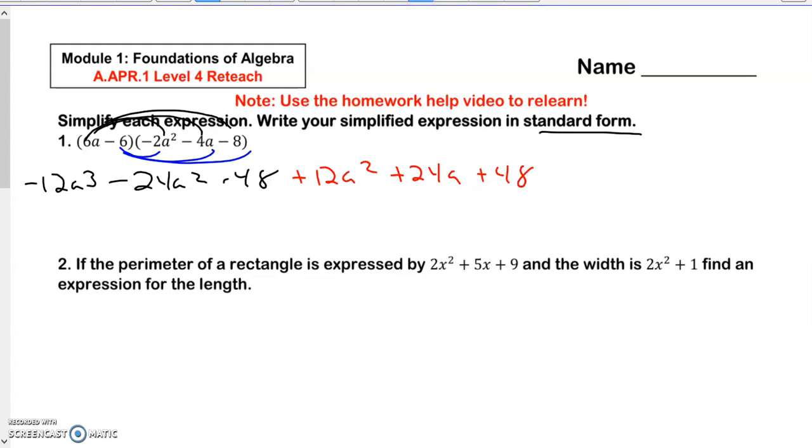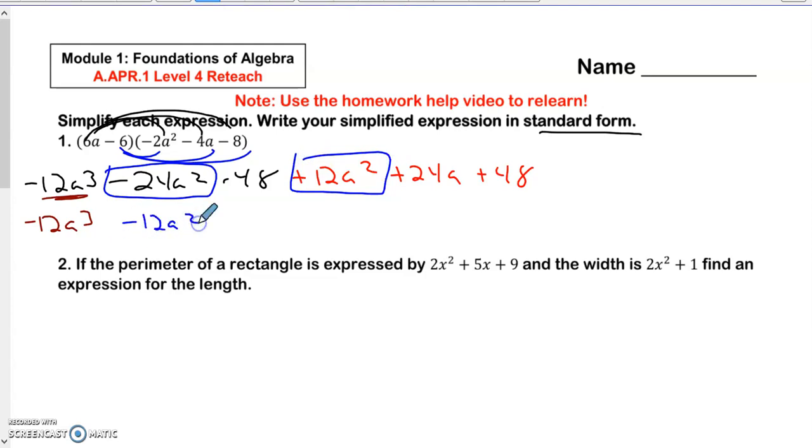Now I've got to put them in standard form. So I'm going to look for the highest exponent. Not the biggest number, but the highest exponent. So I get a negative 12a to the third. That's the highest. Then I notice I have an a to the second. I'm going to combine those, and I'm going to get a minus 12a to the second.